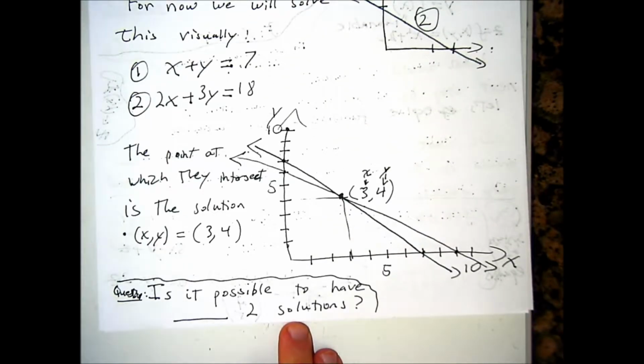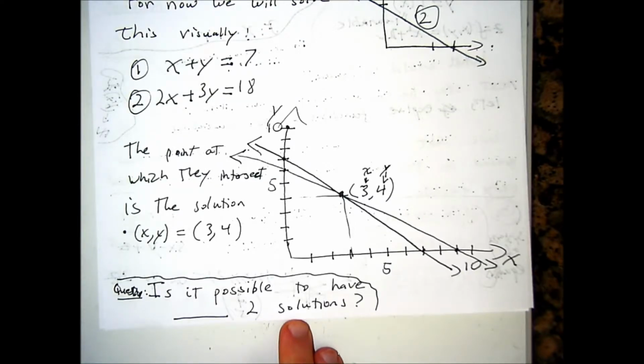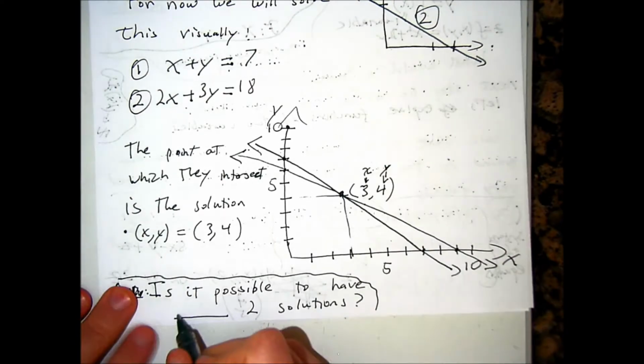So, is it possible to have exactly two solutions?